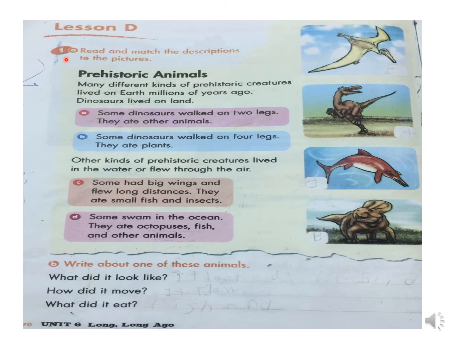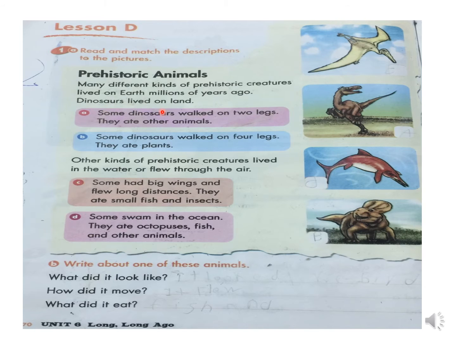Exercise number 1. A. Read and match the descriptions to the pictures. Here we have 4 pictures and we have 4 descriptions. We will read the description, then we will match the correct picture. Prehistoric animals, some animals we had before in the past. Many different kinds of prehistoric creatures lived on Earth millions of years ago.